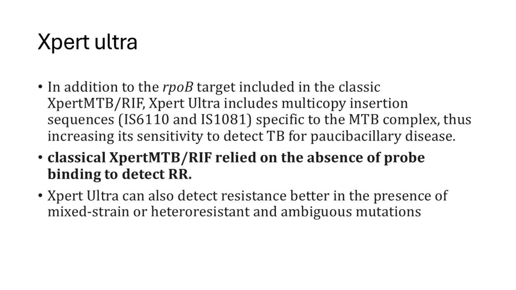As I said, in the classic Xpert we only target the rpoB, but in the Ultra there are these multi-copy insertion sequences, which increase its sensitivity to detect even in paucibacillary disease. And as I told you, the classical Xpert looks at the absence of probe binding to detect RR. So if you have a very low yield, you may falsely get RR. So Ultra is better to detect resistance in the presence of mixed infection, heteroresistance, and ambiguous mutations.